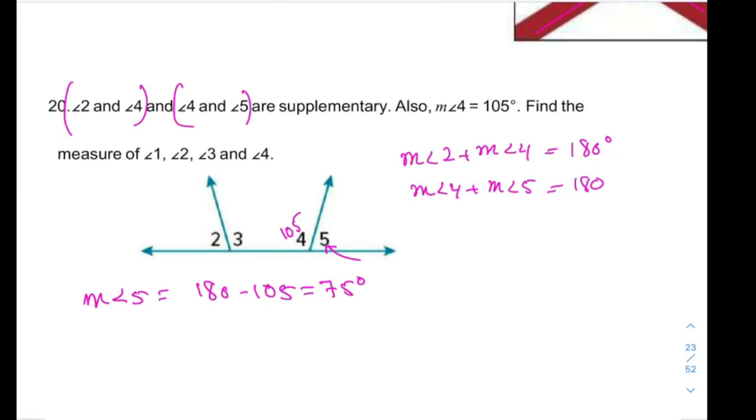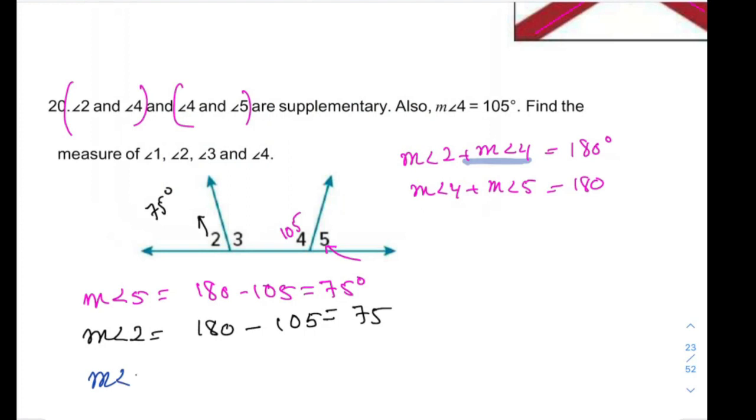This is the easiest. Now, measure of angle 2 plus angle 4 is 180. So, measure of angle 2 is 180 minus 105, which is 75 degrees. So now we found this 75 degrees. All we have left is measure of angle 3. So measure of angle 3 is 180, because it's a linear pair with angle 2, minus 75, which is 105. Okay.